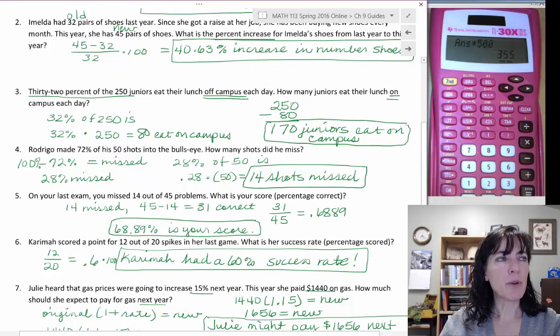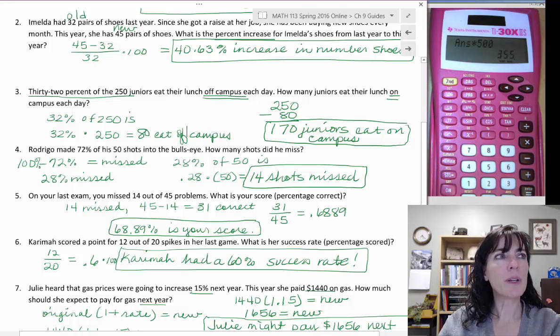And then number 3 was straight up percentages, and then I had to subtract it off because 32% was the students who eat off campus, and then we had to subtract that 80 from the 250 to get the 170 students who eat on campus.